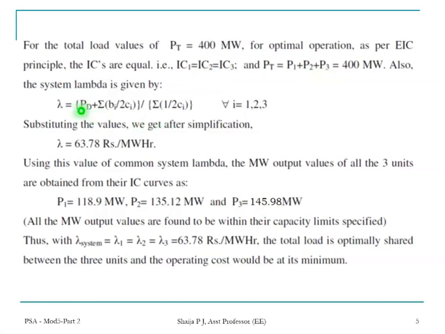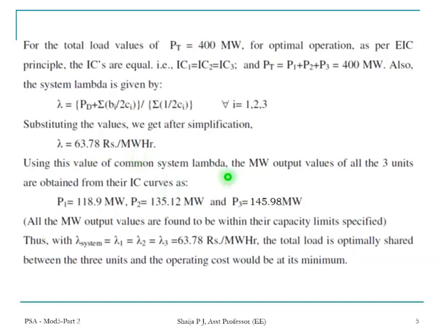So we can find the system lambda given by lambda is equal to PD plus sigma Bi by 2Ci, whole divided by sigma 1 by 2Ci, for all values of i, i is equal to 1, 2 and 3. So substituting the values for all values of i in this equation, you can find lambda, and lambda will come out as 63.78 rupees per megawatt hour.